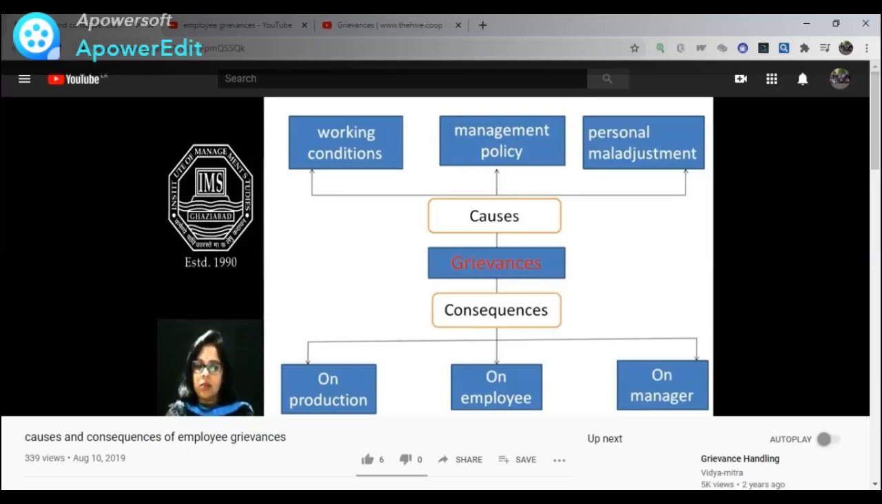First was on the production, where production was getting affected in a negative way, and secondly on the employees. Of course, employees' performance is also getting hampered, and third, the relationship of the manager with aggrieved employees is also getting strained, because the employee is not being productive now, so the manager has to apply more control and more supervision.